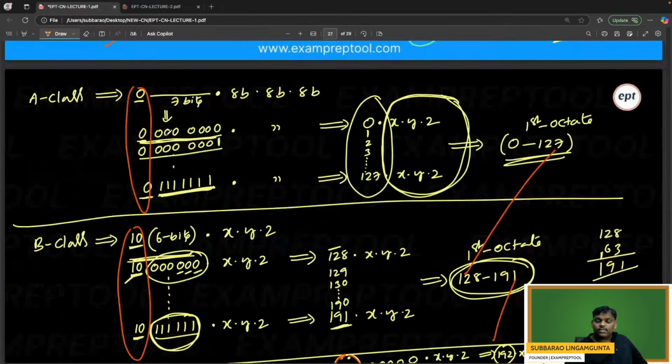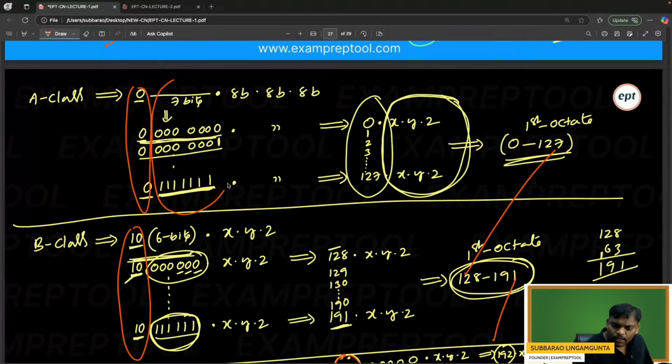Now I have given the values also. Can you see this one? If the first bit is 0, the remaining 7 bits can be anything, meaning 7 zeros to 7 ones. If the first bit is 0 followed by the remaining 7 bits also 0, this value becomes 0. With all ones, this value becomes 127. So if the first octet is 0 to 127, it belongs to class A.